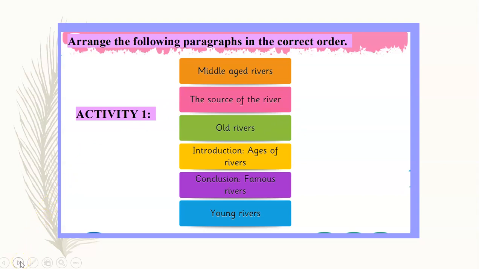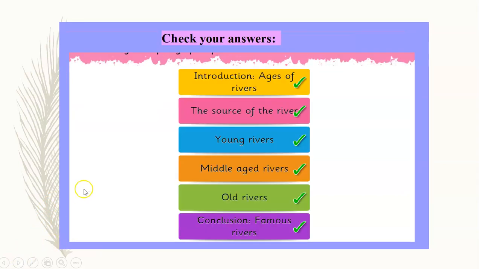Time is up. Now let's reveal the answers. Of course, first part is the introduction. The second part of the paragraph is the source of the river. Then it says about young rivers, followed by the middle-aged rivers and the old rivers. And then it has the conclusions, which are the famous rivers or the facts.